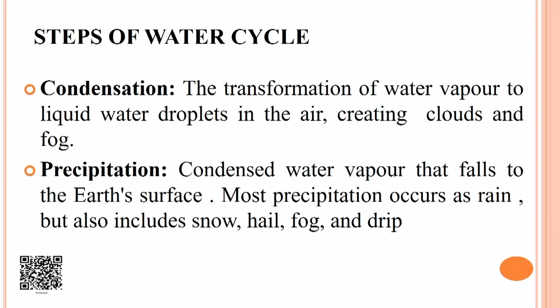The second step is condensation, the transformation of water vapor to liquid water droplets in the air, creating clouds and fog. And precipitation is the next step, condensed water vapor that falls to the earth's surface. Most of the precipitation occurs as rain, but it also includes snow, hail, fog and drip.